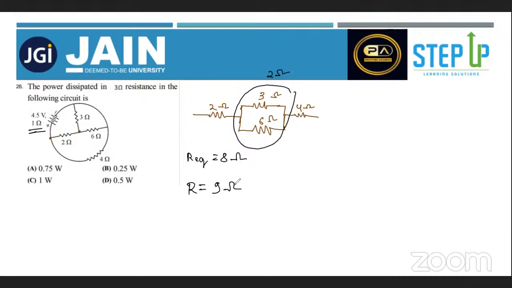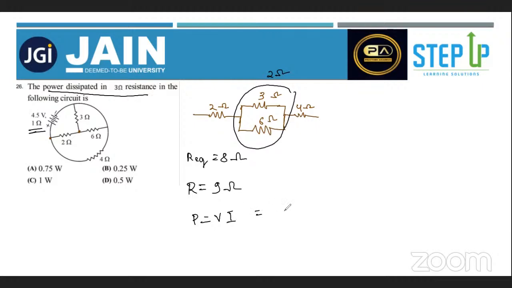They're asking what is the power dissipated. For the power dissipated formula, I can write P is equal to VI. But I don't have the current value over here; I have the resistance value. So what I can do is, they're telling me the power dissipated in the 3 ohm resistance. So I need to find it for the 3 ohm resistance.